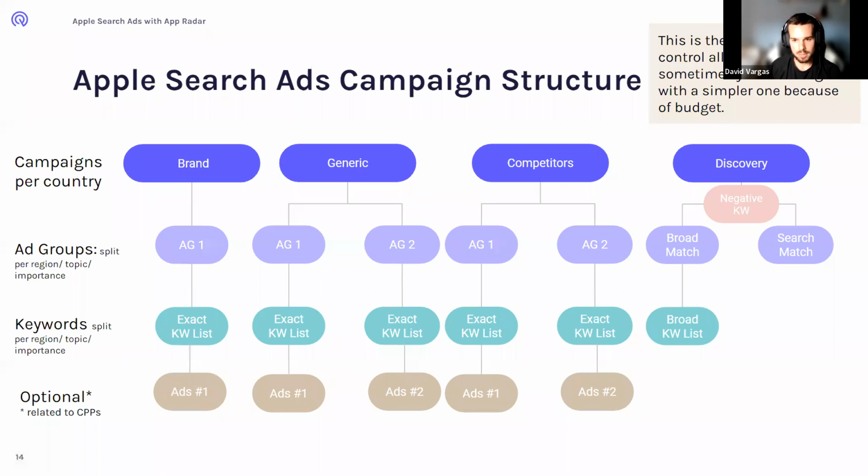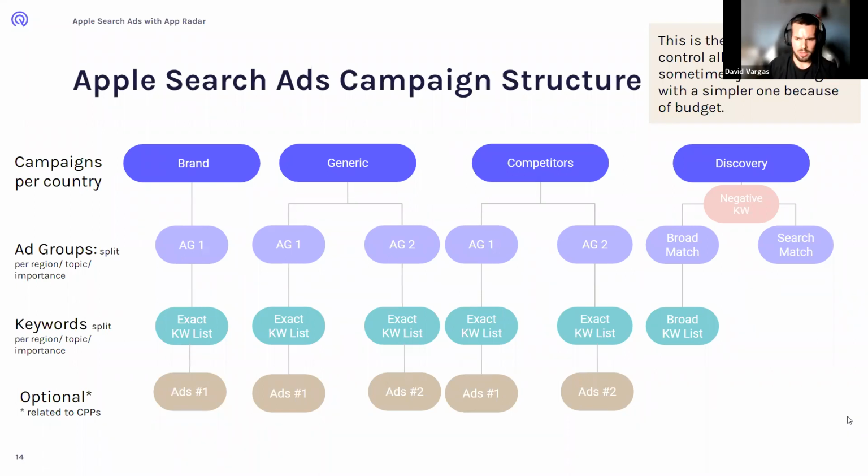This structure depends on your budget. So in the case that you don't have a big budget for your ASA campaigns, then you need to simplify everything. Obviously, this is the most recommended structure, but as I told you, in case that you need to be more precise with the money, then you need to split up the campaigns in only 2 groups, one for the exact, one for the discovery.